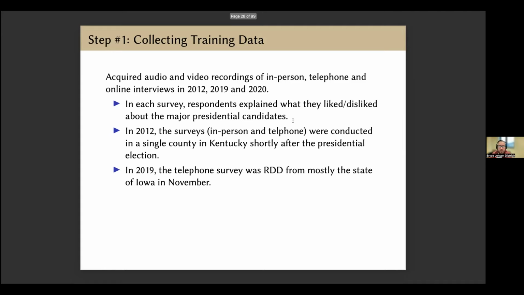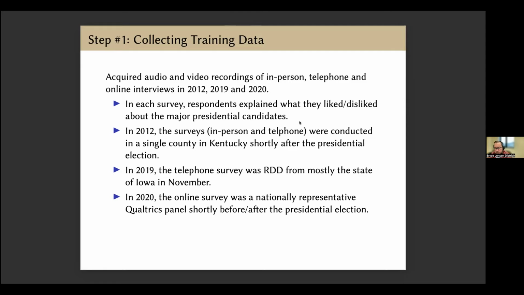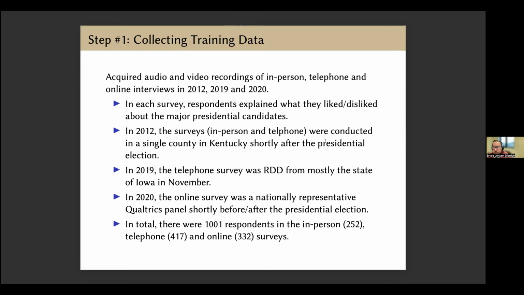In 2019, the telephone survey was an RDD survey, mostly from the state of Iowa in November. And then finally, the 2020 Qualtrics survey was a panel that was done shortly before and after the presidential election and was drawn from a nationally representative sample. In total, there were a little over 1,000 responses in the in-person, telephone, and online surveys. As you'll find out, once we got to a point where we could obtain usable text, audio, and video data from these individuals, it narrowed down to about 750 or so.